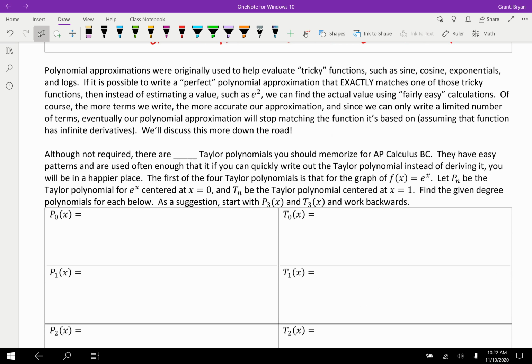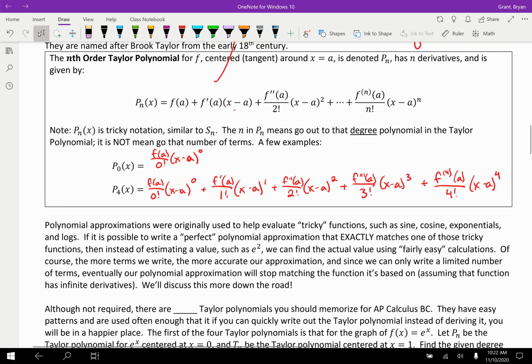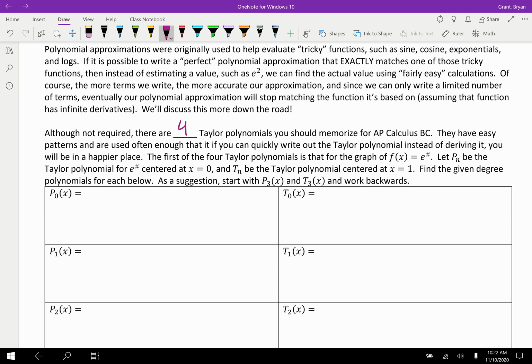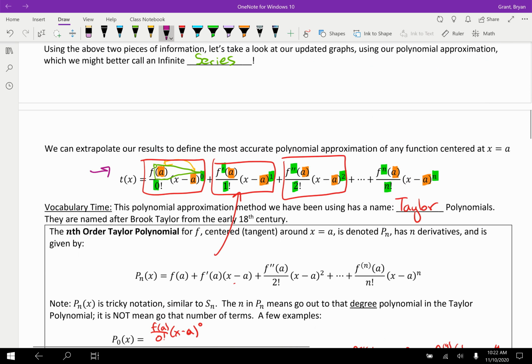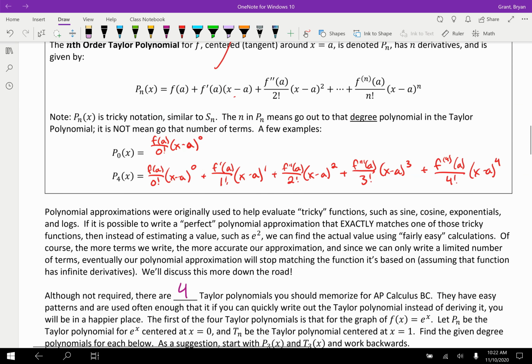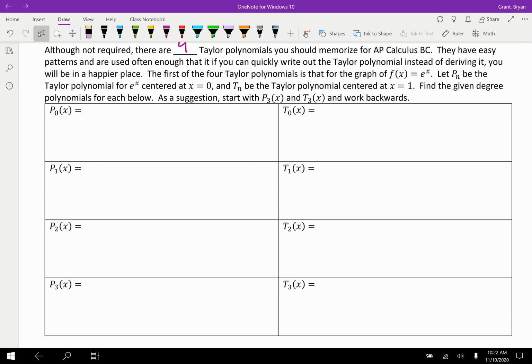Now, although not required, and I did tell you that you'll need to memorize this guy up here, memorize that pattern. There are actually 4 Taylor polynomials that you'll need to memorize for AP Calculus BC besides the general form of a Taylor polynomial. So this is the general form up here. There are 4 specific Taylor polynomials you need to memorize. And based on the theme today, it should not shock you that the first Taylor polynomial you should memorize is the Taylor polynomial for the function e to the x centered at x equals 0.